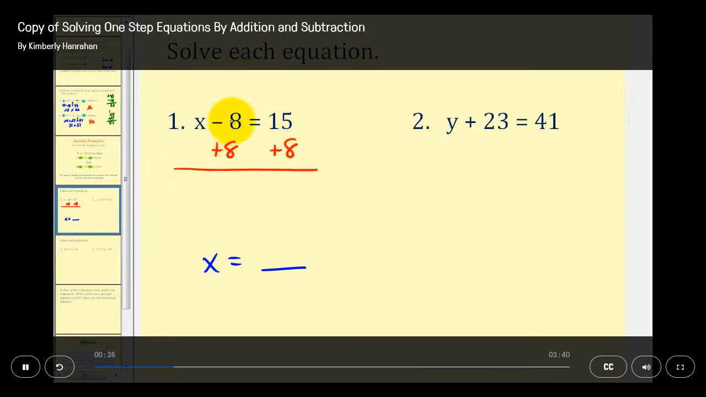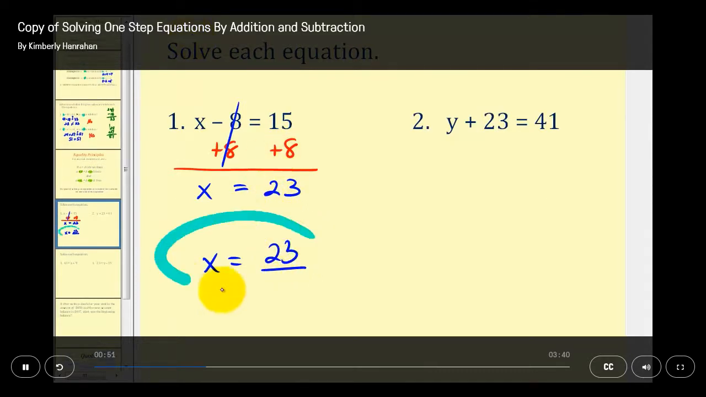but on the left side we have minus 8 plus 8, that would be 0, so we're left with x on the left side of the equation, and we're left with 15 plus 8, which is equal to 23 on the right side. So our solution is x equals 23. So we solve this equation by adding 8 to both sides of the equation.